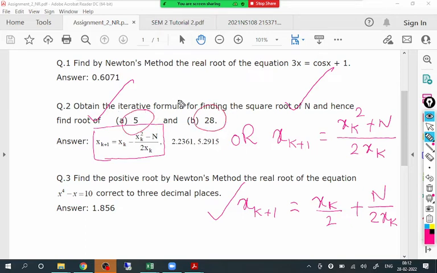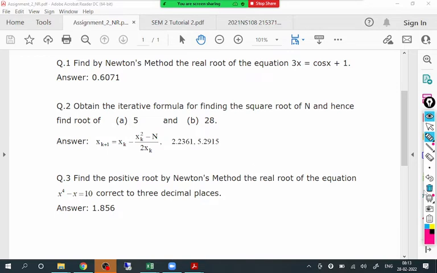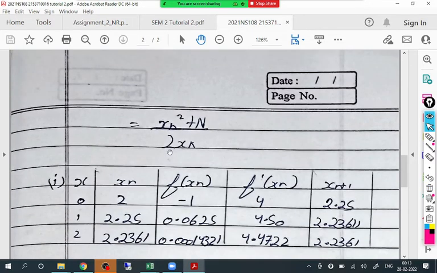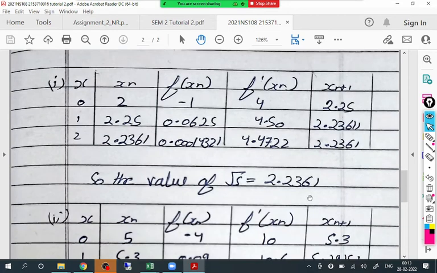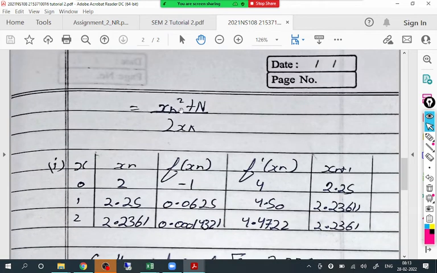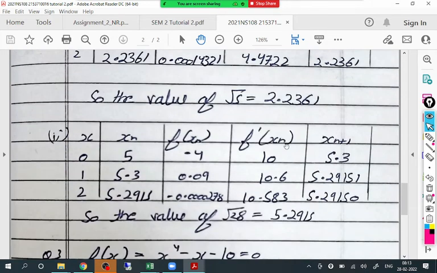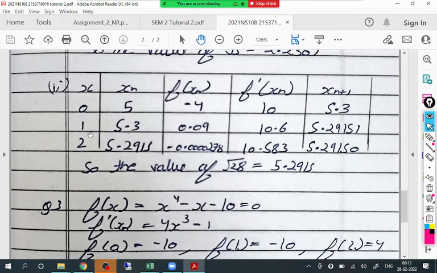These numbers are not perfect squares. If they are perfect squares, their square root is easy to find out, like square root of 16, you can write 4 directly. But they are not perfect squares, so we use a numerical method to find their square roots here. The way he completed it is correct. So this is the second question, and you got root 5 as 2.2361 by that formula. This formula is used again and again for writing x(k+1). Same thing for root 28, this is the iteration.